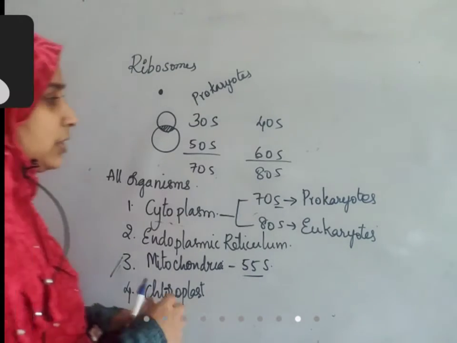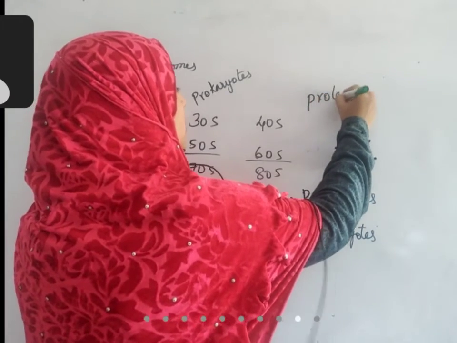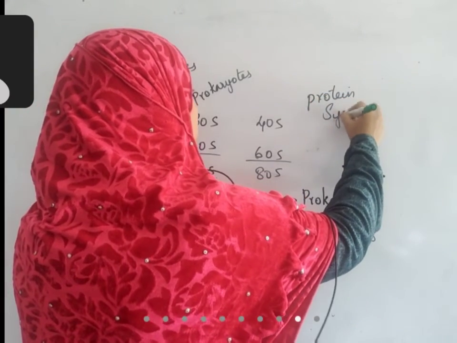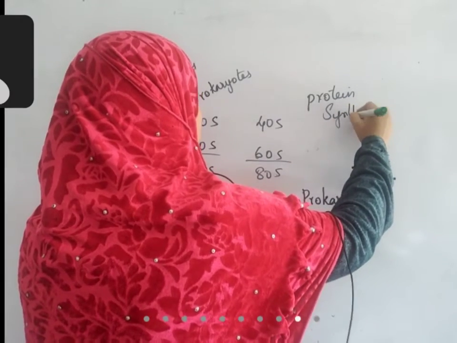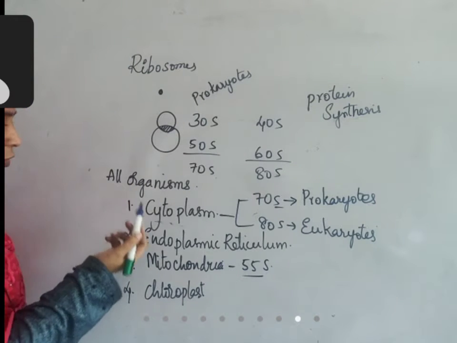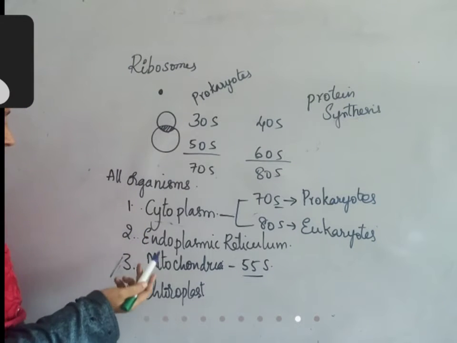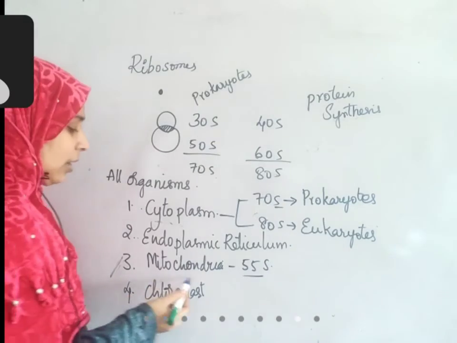What is the function of these ribosomes? The function is very simple: protein synthesis. Wherever they are present, they are useful only for protein synthesis. In the cytoplasm also, they help in protein synthesis. In the endoplasmic reticulum, as I said, the rough endoplasmic reticulum is useful for protein synthesis.